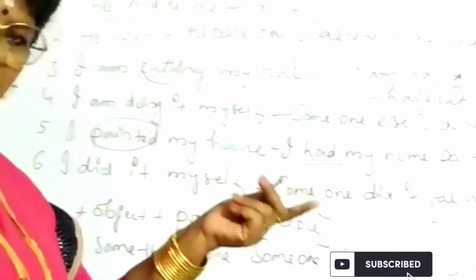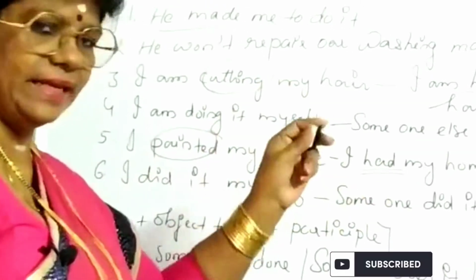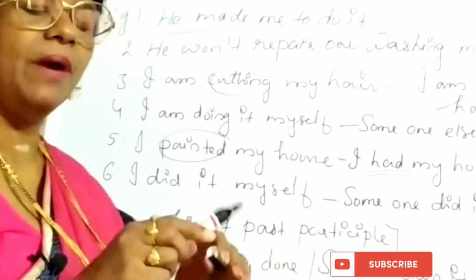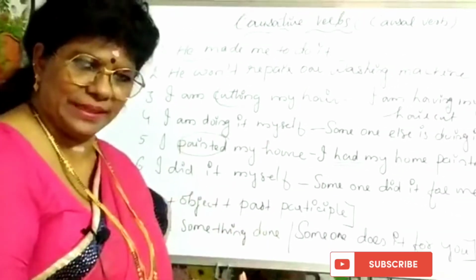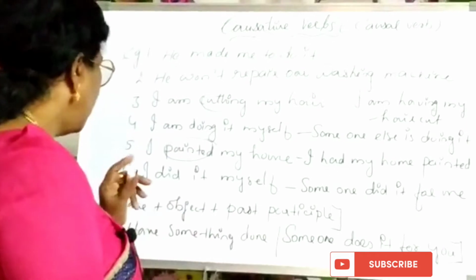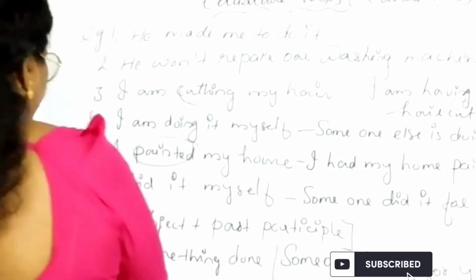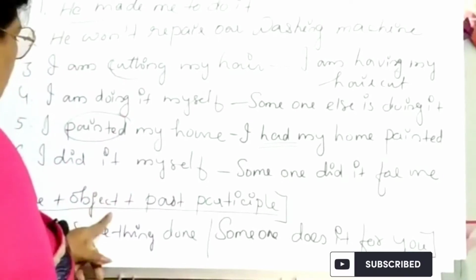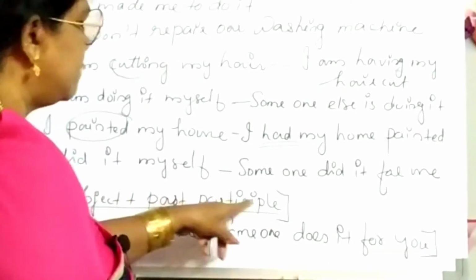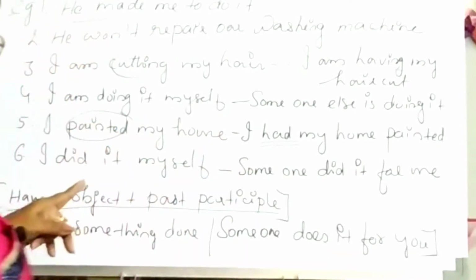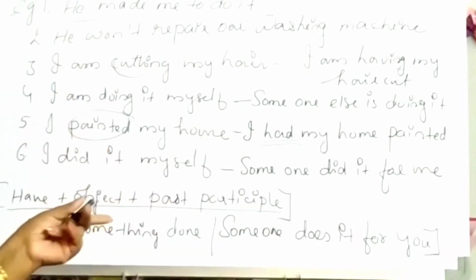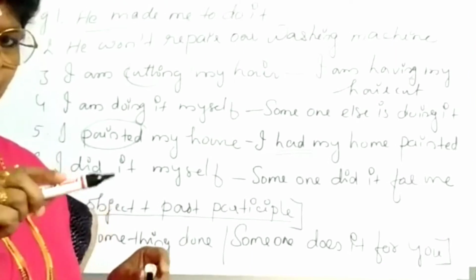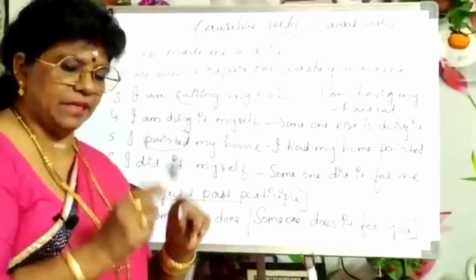So indirectly we are getting the work done. We are not involved in that, but for us someone is doing that. Understood? So what is the format we can use for that? Have plus object plus past participle. In short, we can say have something done, or someone does it for you. That's the indirect meaning of that.